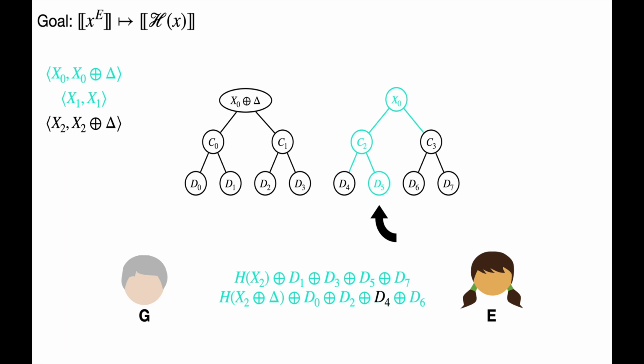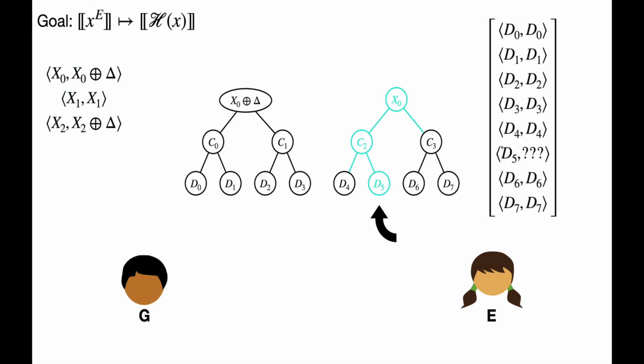Now, we'll use these tree labels to construct a one-hot encoding of x. For the one-hot encoding, G uses each of the leaf labels as his share of the output. E similarly uses each leaf label other than d5 as her share. Notice this leaves one gap precisely at the location where E should have a share of 1. Remember that to form a valid encoding of 1, E should hold the specific value d5 plus delta.